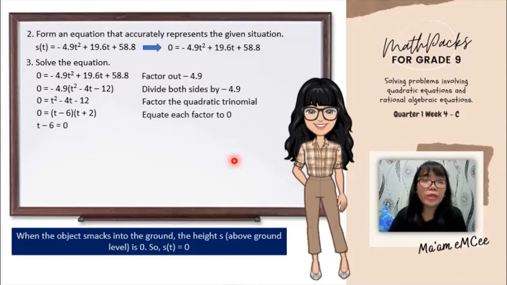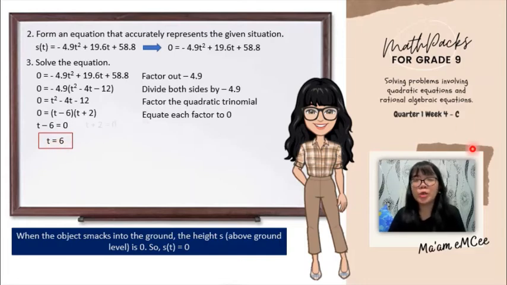So we need to equate t minus 6 to 0. So t minus 6 is equal to 0. And in order for us to get the value of t, we need to transpose negative 6 from this side of the equation going to the right side. And the sign of 6 will change. So from being negative, your 6 will become positive. So that gives us t equals 6 to be our first solution.